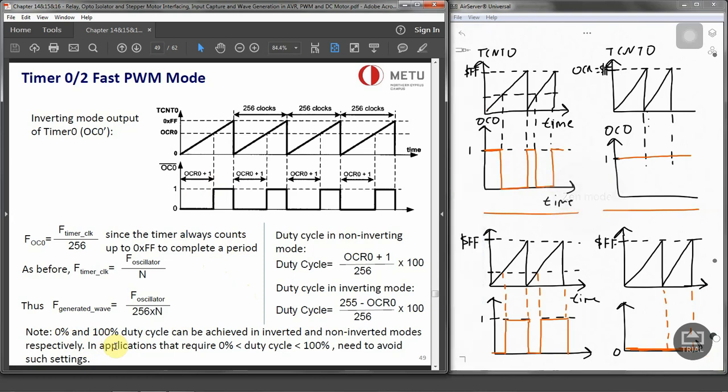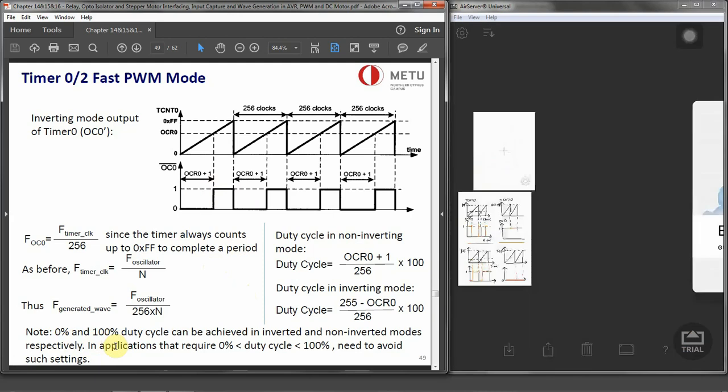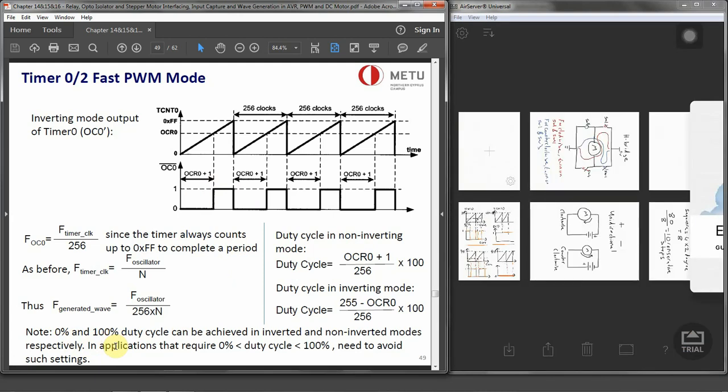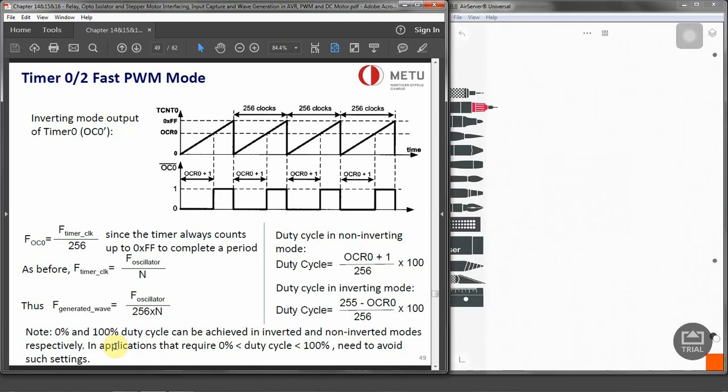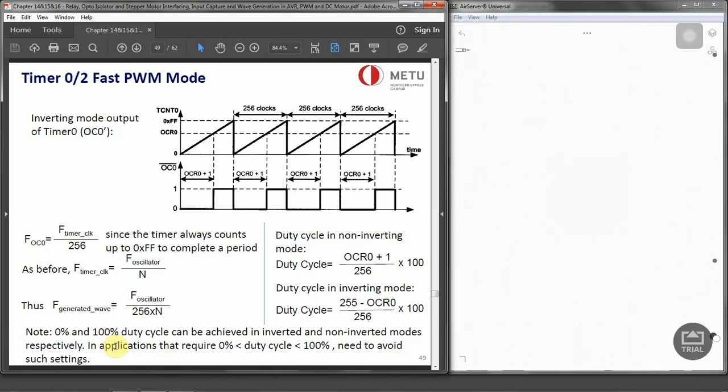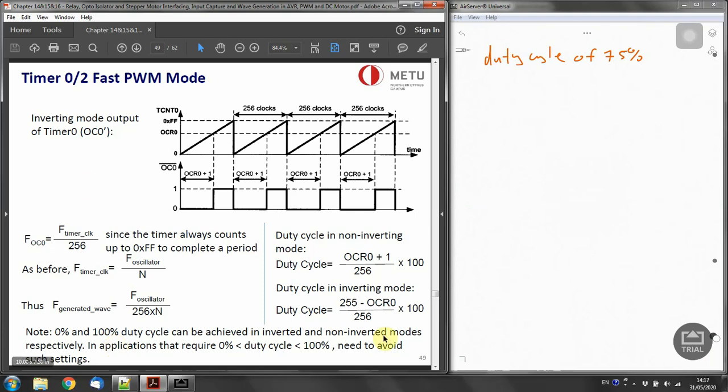So I just want to do another calculation example to demonstrate how we are going to find the required values. Generate a wave with a duty cycle of 75%. Now for a duty cycle of 75% in non-inverted mode, we need to calculate OCR0. In non-inverting mode, we have OCR plus 1. We know the duty cycle, so we just need to find OCR.